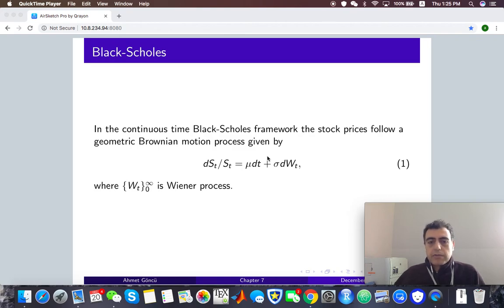The dynamics of the stock prices is given in equation 1. You can notice that we have the noise term that's generated from a Wiener process or Brownian motion process, and we have the drift term, mu. When we see the mu, that means this is with respect to the physical measure. So we are in the physical probability measure because we still have this mu.